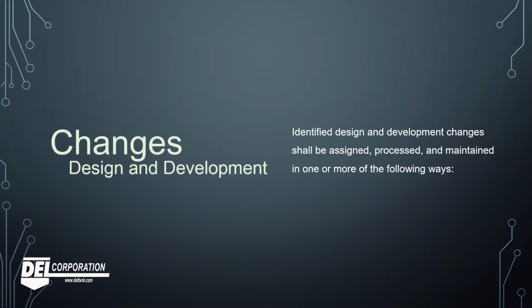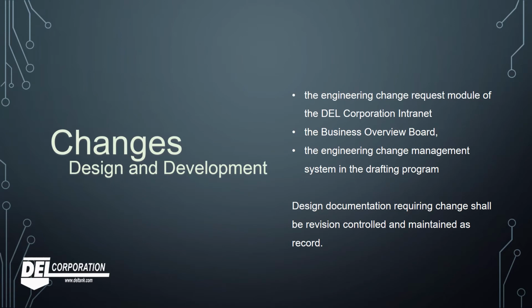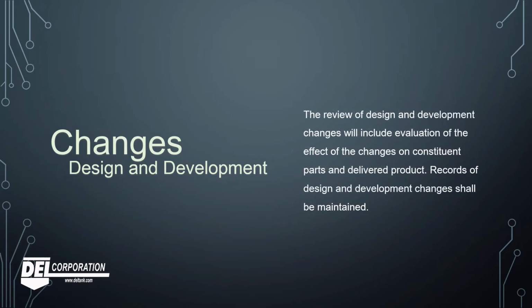Design and development changes. Identified design and development changes shall be assigned, processed, and maintained in one or more of the following ways. The Engineering Change Request module of the Dell Corporation intranet, the Business Overview Board, or the Engineering Change Management System in the drafting program. Design documentation requiring change shall be revision controlled and maintained as record. The review of design and development changes will include an evaluation of the effect of the changes on constituent parts and delivered product. Records of design and development changes shall be maintained.